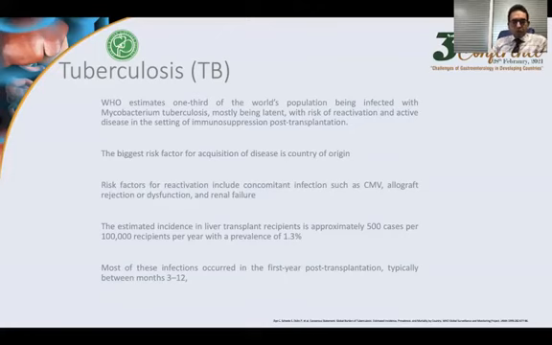Risk factors for reactivation include concomitant infections such as CMV, allograft rejection or dysfunction, and renal failure. The estimated incidence in liver transplant recipients is approximately 500 cases per 1 lakh recipients per year, with a prevalence of 1.3%. Most of these infections occur in the first year post-transplantation, typically between 3 months to 12 months.